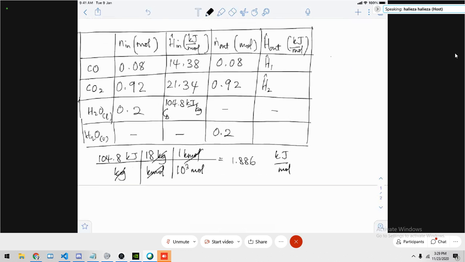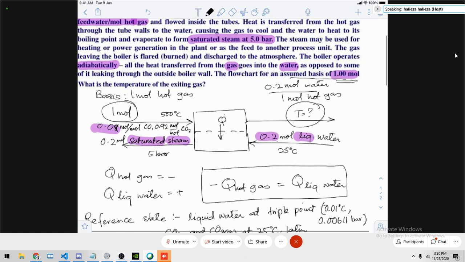1.886. Is it? Yes. Thank you, Sulaiman. So that's 1.886. And you do the same thing for the outlet saturated steam. Your steam coming out is at 5 bar. So we're going to look at saturated steam at 5 bar.